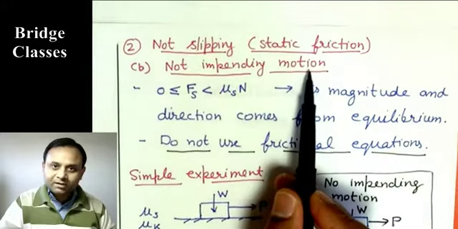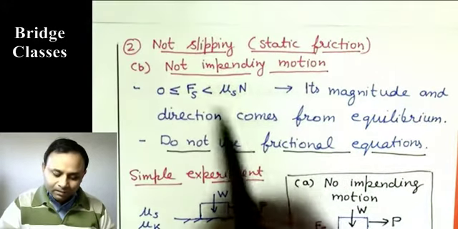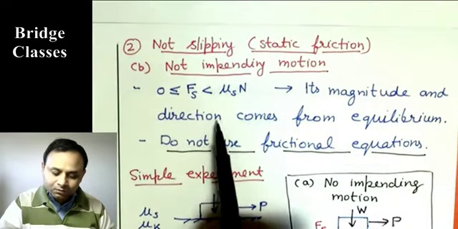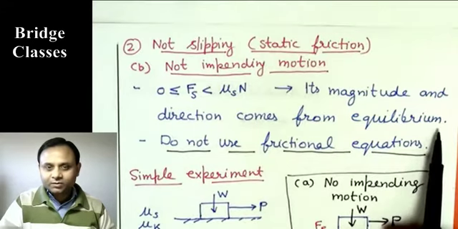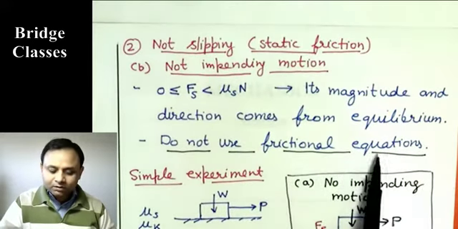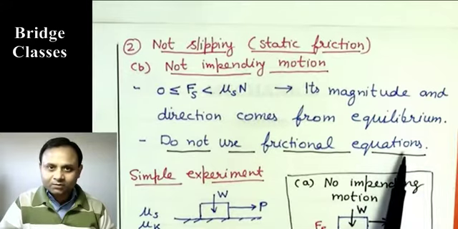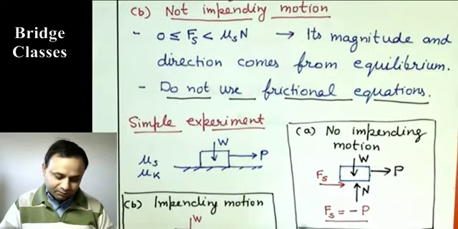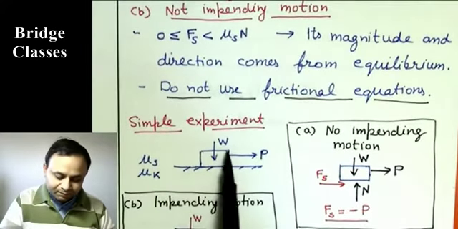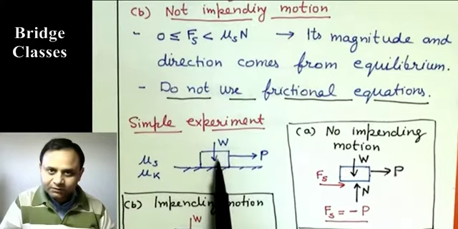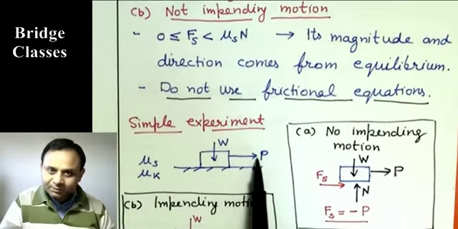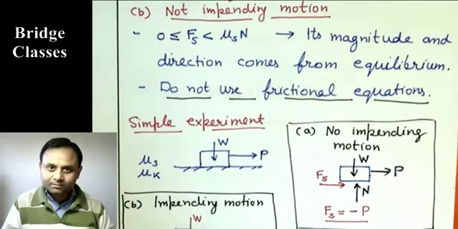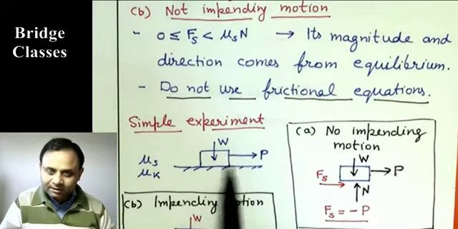If we don't have impending motion and it is static friction, then the magnitude and direction of the frictional force actually come from equilibrium. We do not use frictional equations. They are going to come directly from the equilibrium equations. Let us take a simple experiment. We have this body resting on this surface, its weight is W, and a force P is applied to it, and the coefficients of friction are given, mu s and mu k. Let us say to begin with, the body is at rest and P is 0.